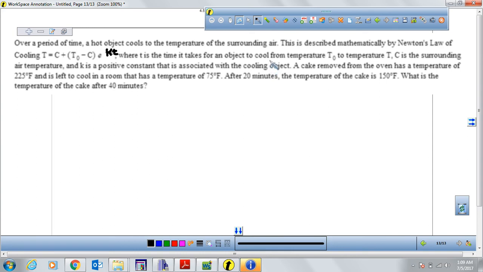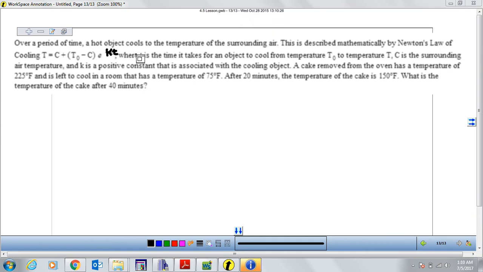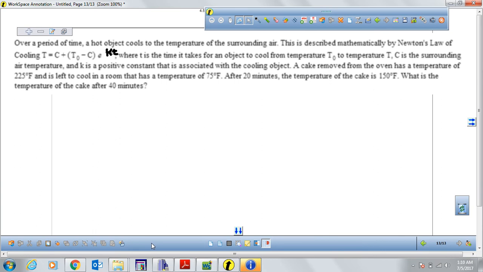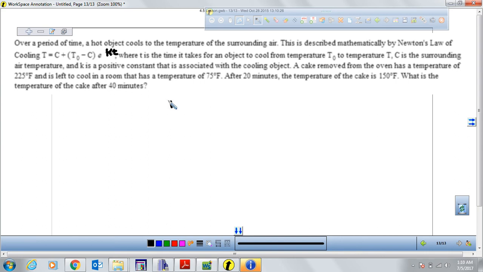Now, one of the main factors that is very important in this cooling process is going to be the room temperature. If you look at this formula, the room temperature is given by the C in that formula. So I'm going to give you all the components of this formula first. I'm going to write it down. T equals C plus T sub 0 minus C times e raised to the KT. Now that C represents the room temperature.